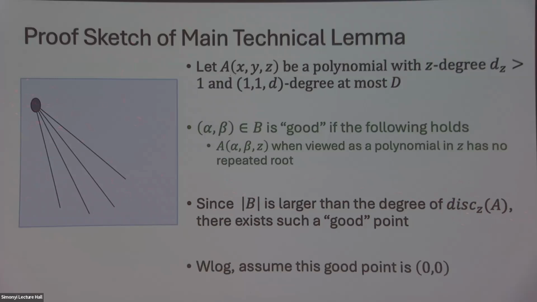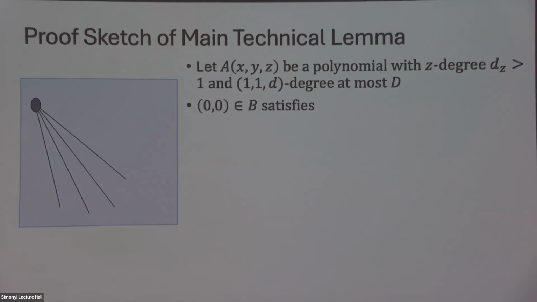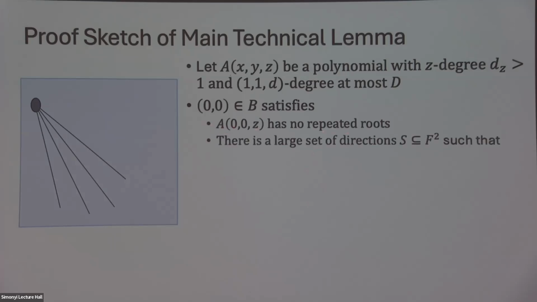So, let's do a change of basis. We'll just assume this point alpha beta for the rest of our analysis is actually the origin, 0,0. So what do we have now? We have that this origin satisfies that A(0,0,Z) has no repeated roots. And there's a large set of directions such that, passing through the origin, lines are now of the form (ut, vt), for which you have this property. Let's furthermore assume that all of these lines take the same value at the origin. This only divides the number of lines by a factor of Q, and that's okay with us. Let's just take the most popular value among them.